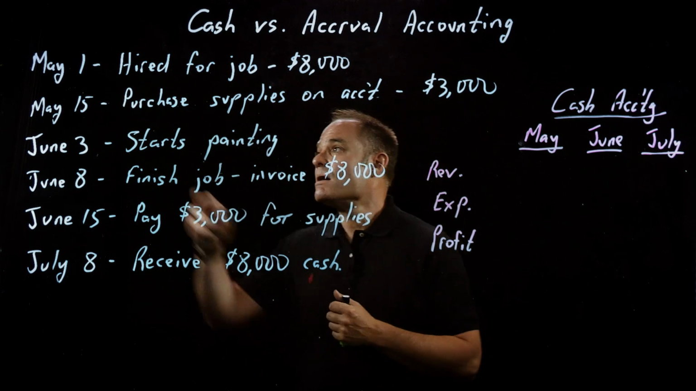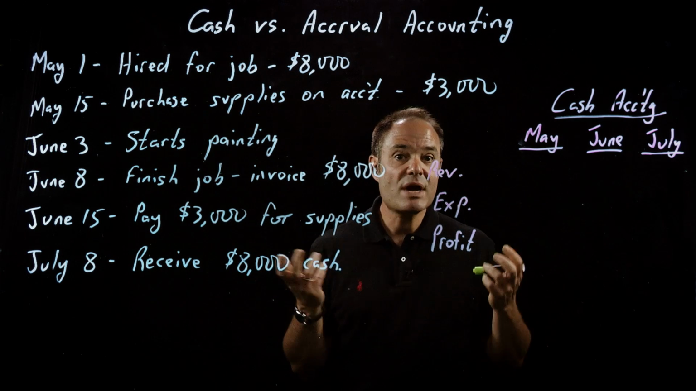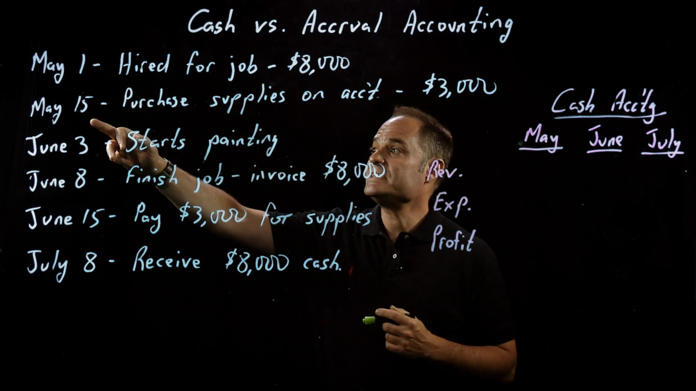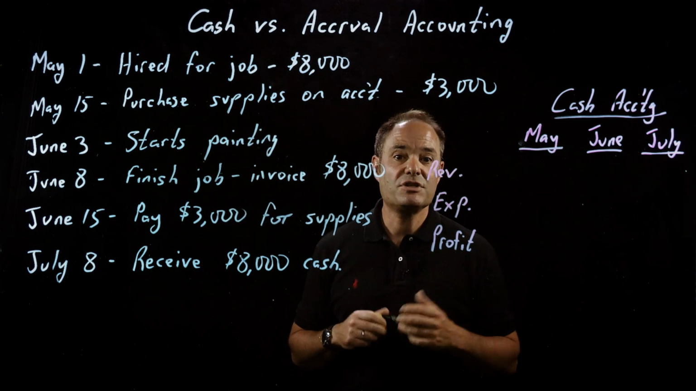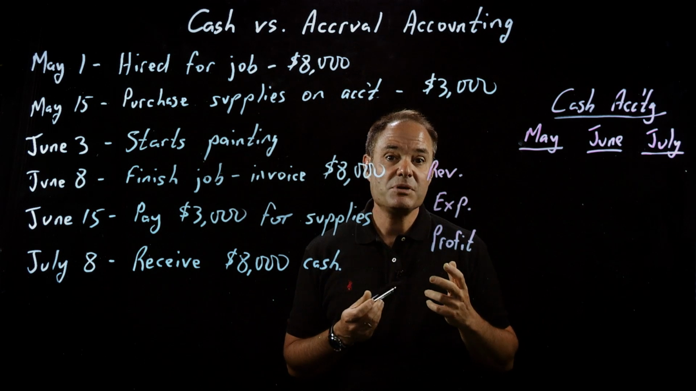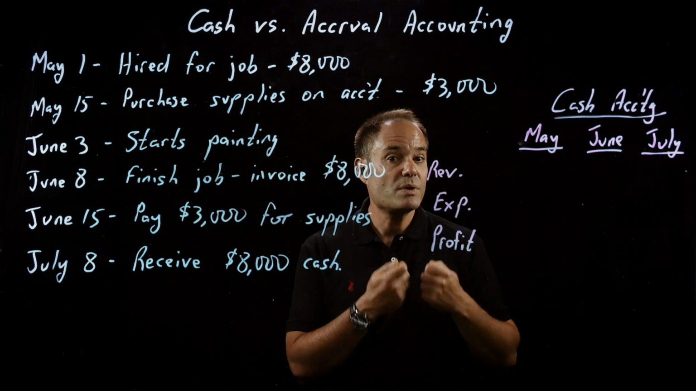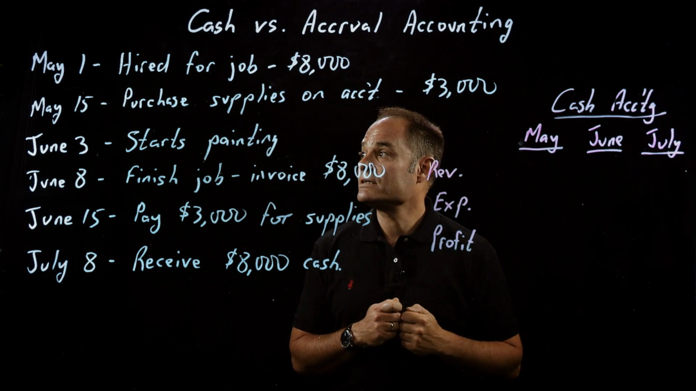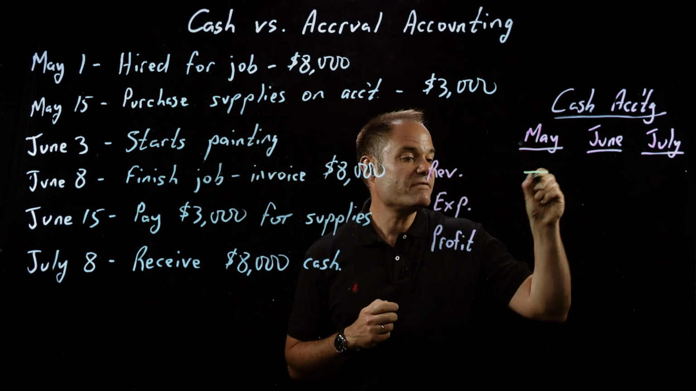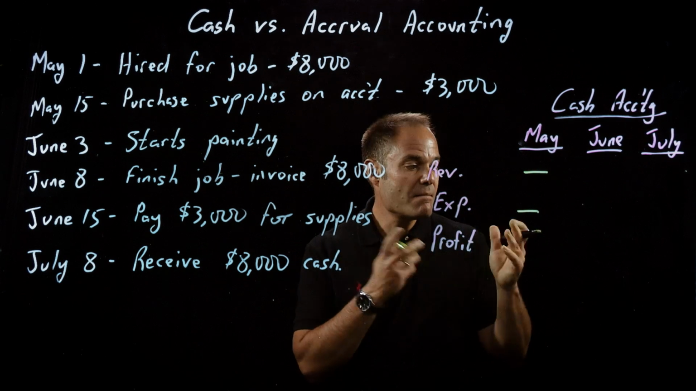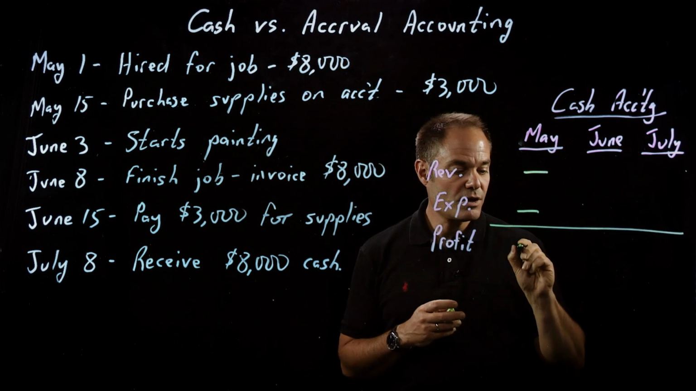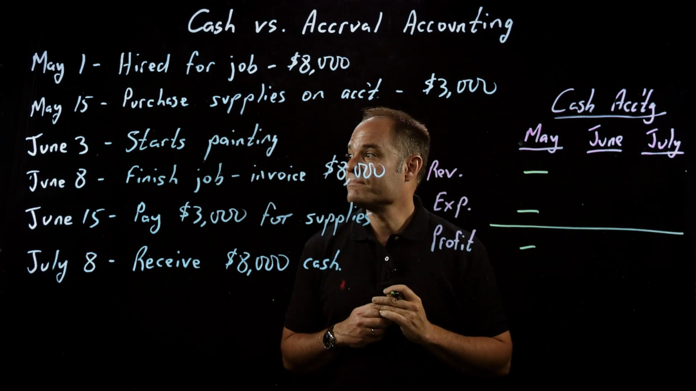So let's go through these transactions and see what we have to record, and more importantly, when we have to record it. May 1st, hired for the job. Well, no cash has changed hands yet, so nothing to record. May 15th, he purchases $3,000 of supplies, but he hasn't paid for them yet. So again, no cash has changed hands. So in May, nothing's happened from a point of view of revenue or expenses. He hasn't paid out any cash and he hasn't received any cash. And therefore, no profit in May.